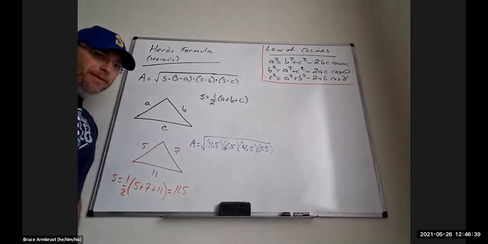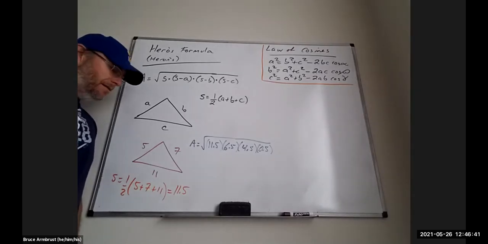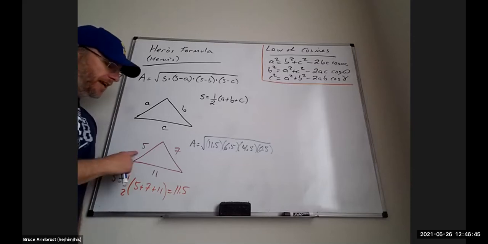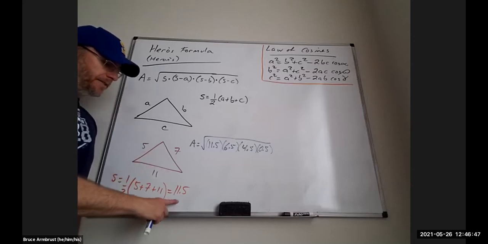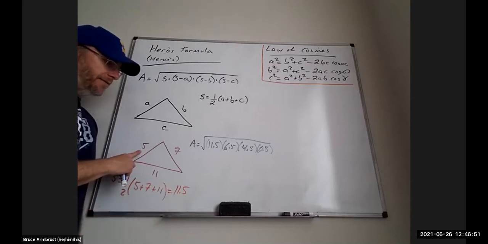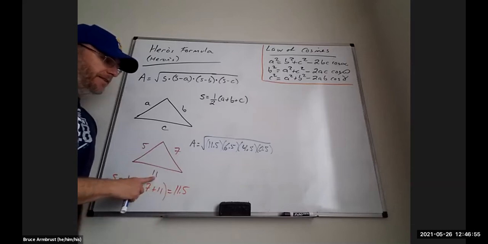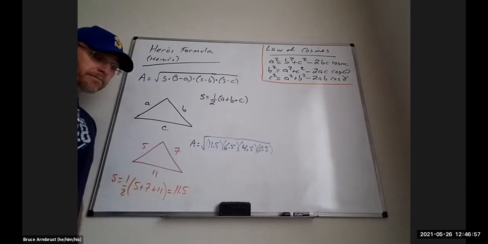Again, I don't label my sides, but what I'm doing is I'm just taking each of those sides and subtracting them from the semi-perimeter. So 11.5 minus 5 is 6.5. 11.5 minus 7 is 4.5. 11.5 minus 11 is 1/2.